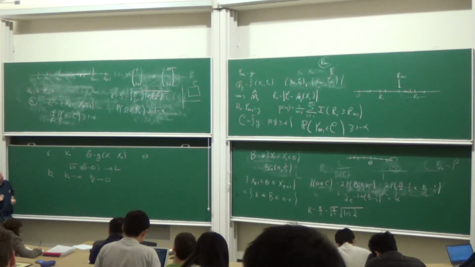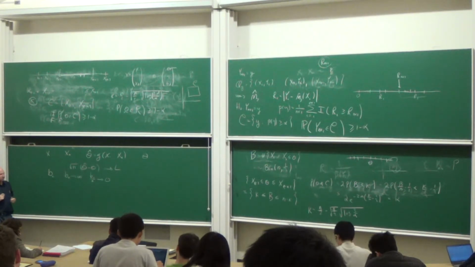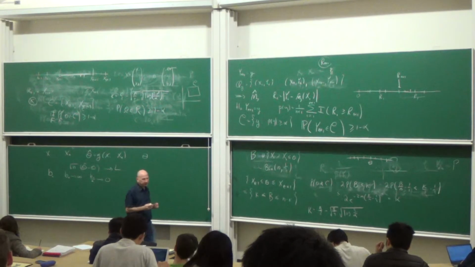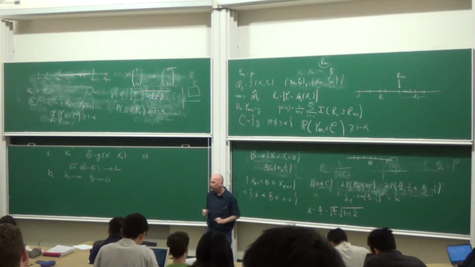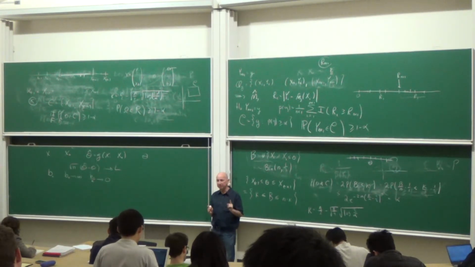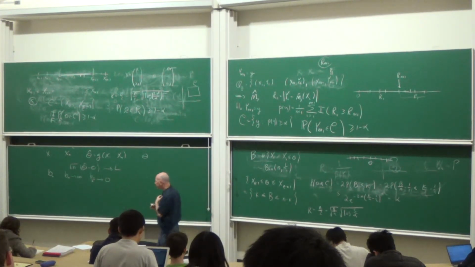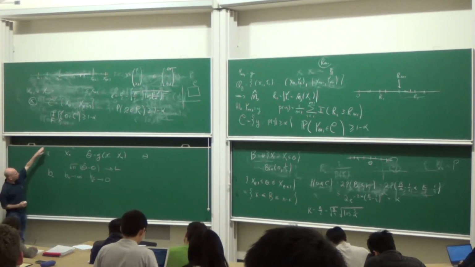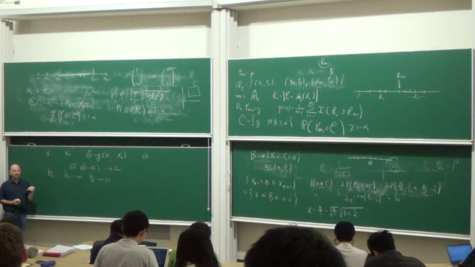And now what we do, remember in the bootstrap we sampled from the empirical distribution. That's not what we're going to do here. We're going to draw a subsample of size b, which is smaller than n, without replacement. Let's suppose b is 5, n is 100. I'm going to draw 5 observations at random.